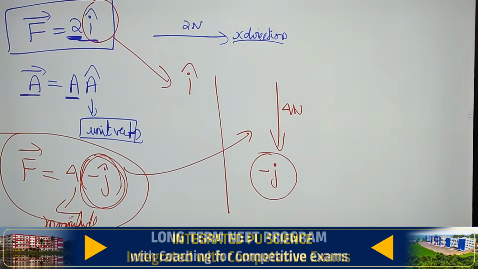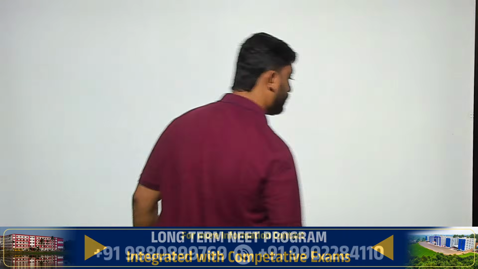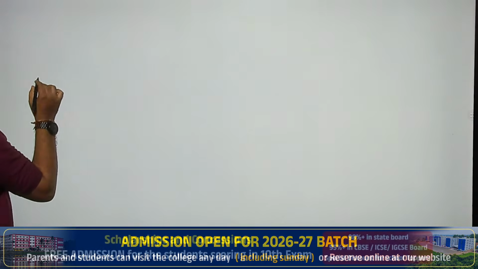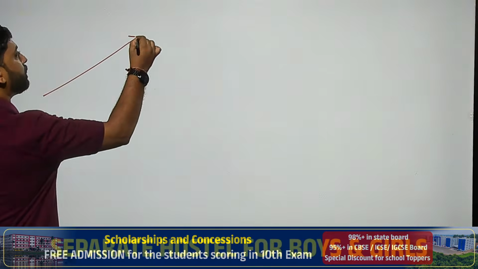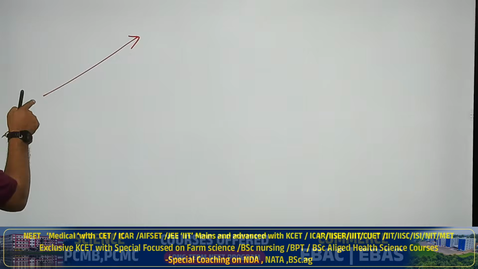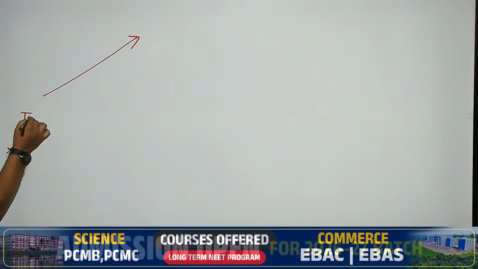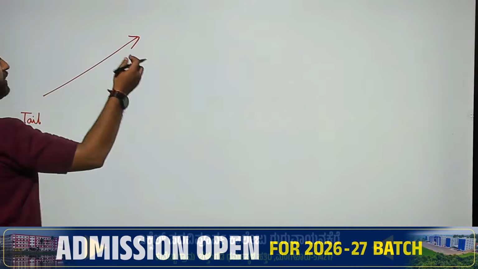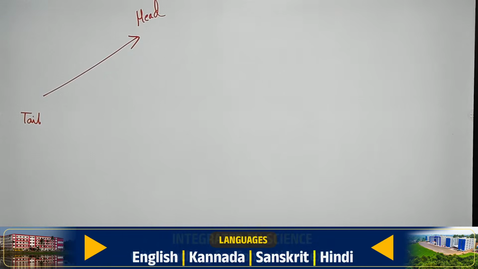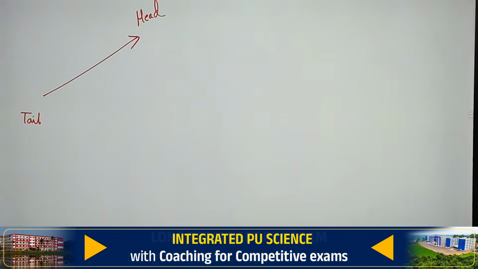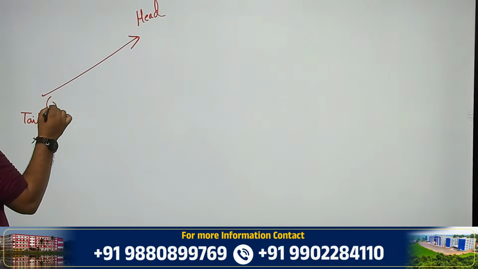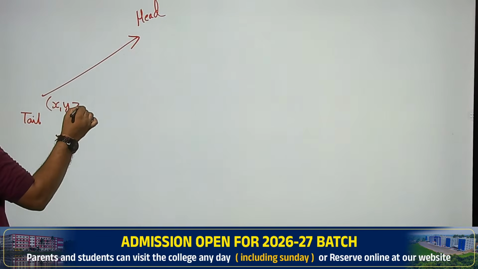Okay, now see here. Now I am writing a vector here. So this end is called tail and this end is called head. Vector is represented by an arrow. A tail has some coordinates x1, y1, z1.